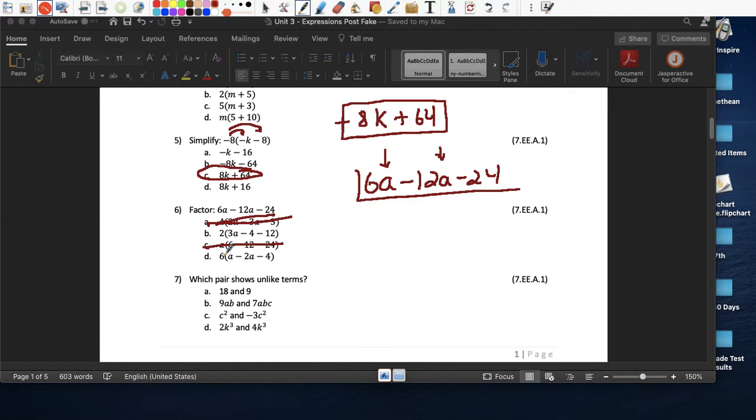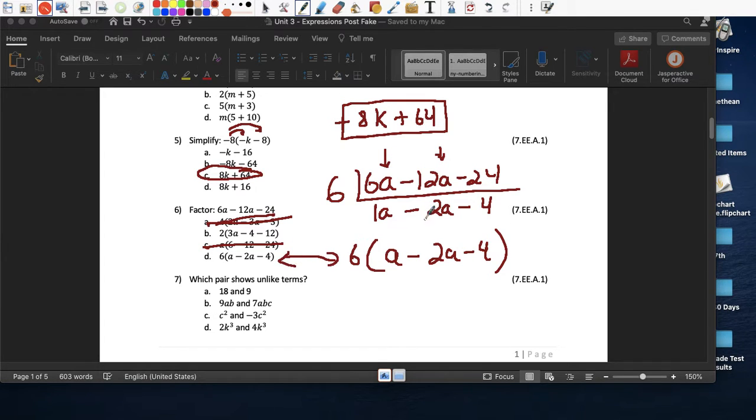Well, let's try the 6. Can 6 go into 6? Yes. Can 6 go into 12? Yes. And can 6 go into 24? Yes. So most likely, your answer is 6. How much? 6 divided by 6 is just 1A, or just A, minus 12 divided by 6 is 2A, and 24 divided by 6 is 4. So our answer is going to be this. And notice that this and the letter D is exactly the same.